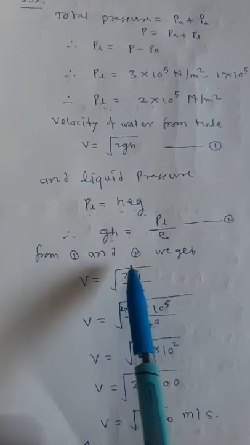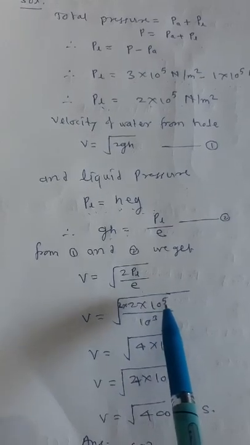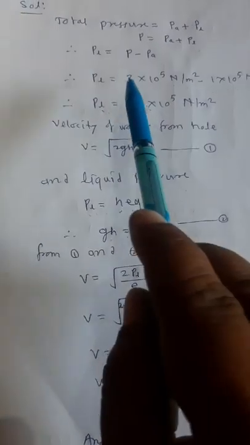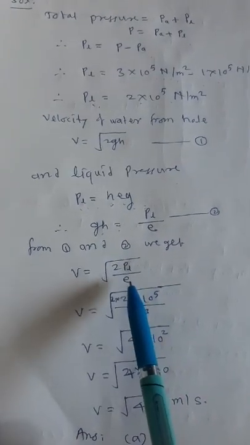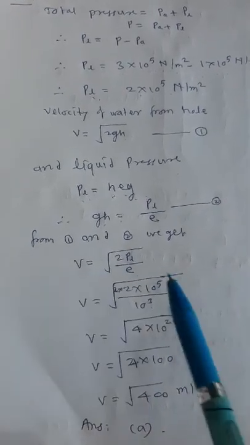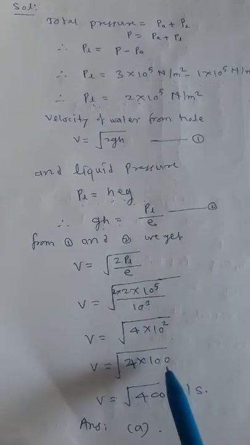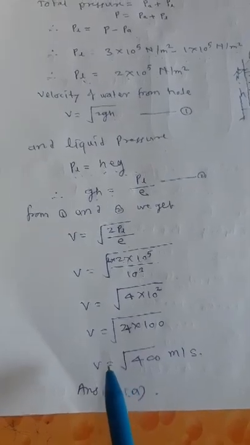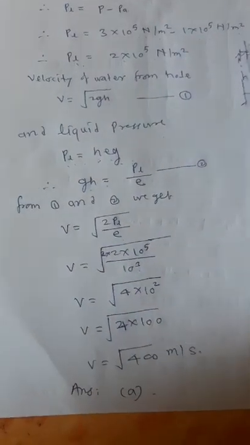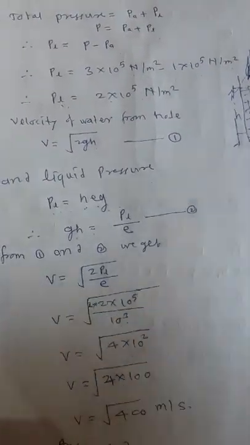Therefore, V is equal to under root of 2 times PL divided by rho, and the value of PL is 2 into 10 to the power 5, divided by rho, the density of water, which is equal to 10 to the power 3 kg per meter cube. 2 into 2, 4. 10 to the power 5 divided by 10 to the power 3 means 10 to the power 2, which means 100. 100 into 4 means 400. Therefore, the answer is under root of 400, or it is also written as 20 meter per second, but the option is given in the form of under root. Therefore, the answer is A, under root of 400 meter per second.